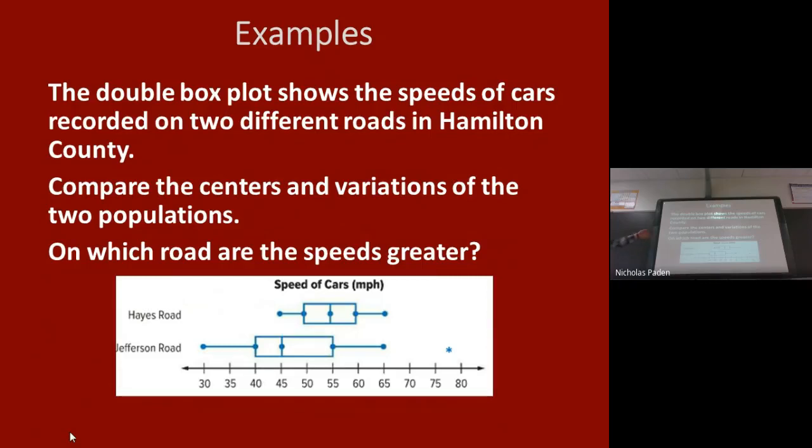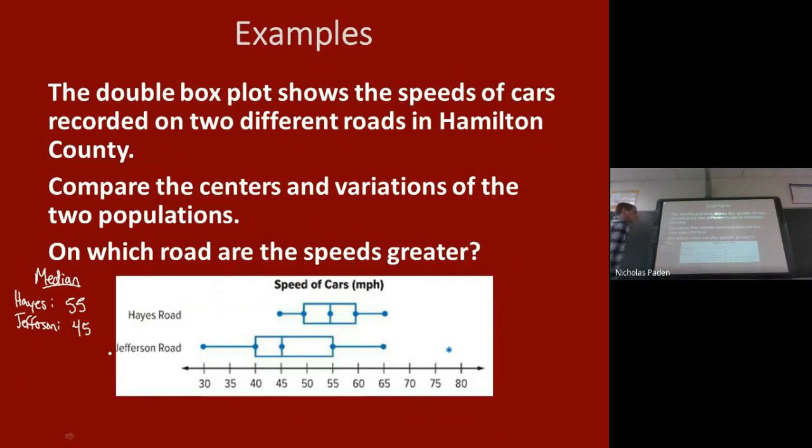Okay, so first thing we'll do is compare the centers and variations. So the median is the measure of center. And for Hayes Road, the median is at 55 miles per hour because that is where the middle line of the box is. And then for Jefferson Road, the middle line of the box is at 45.